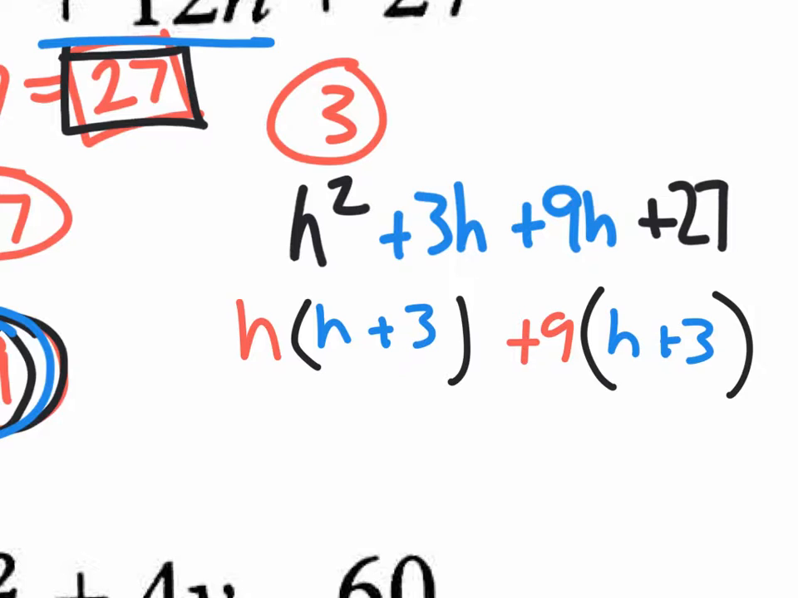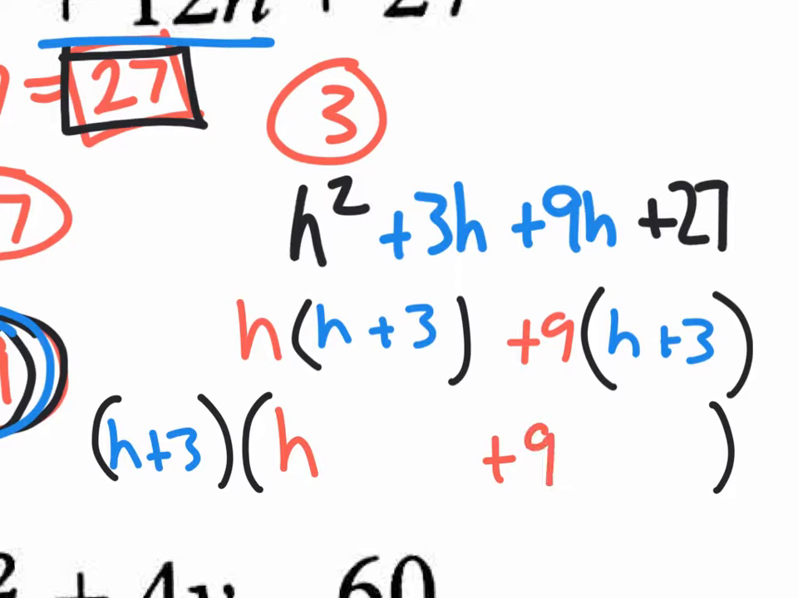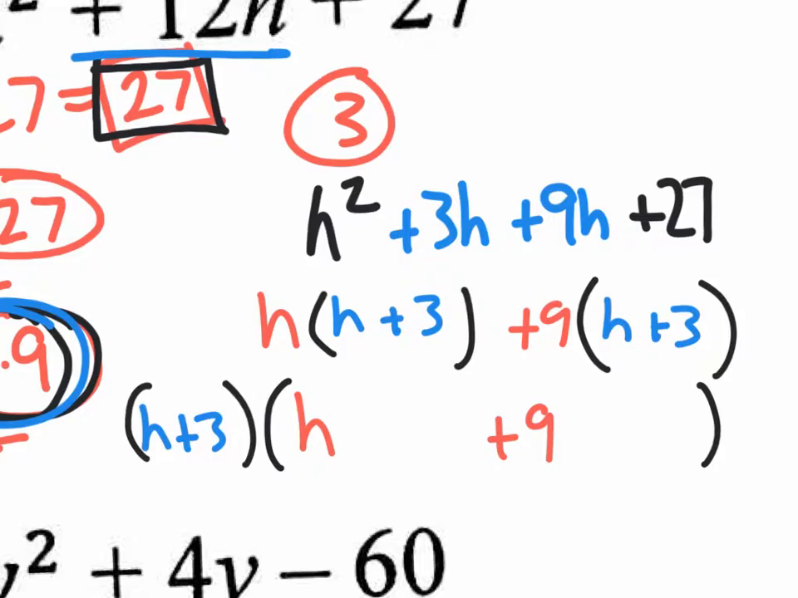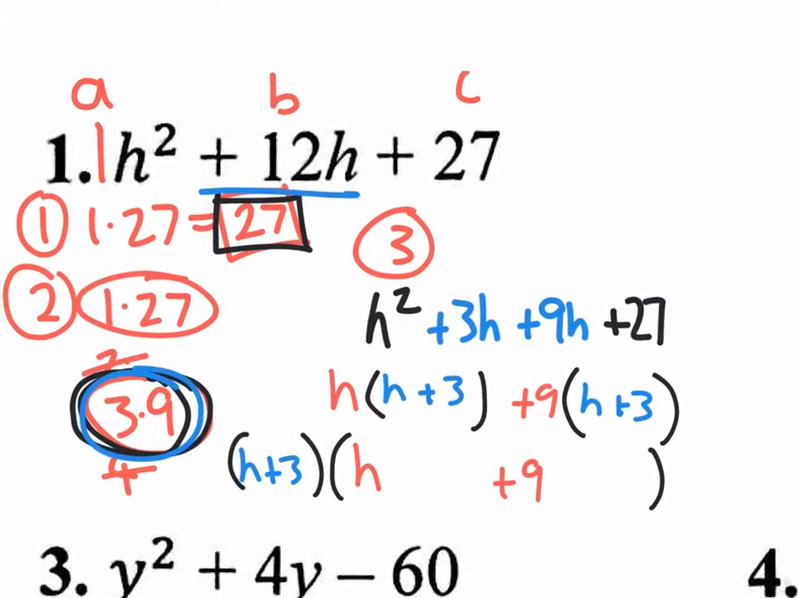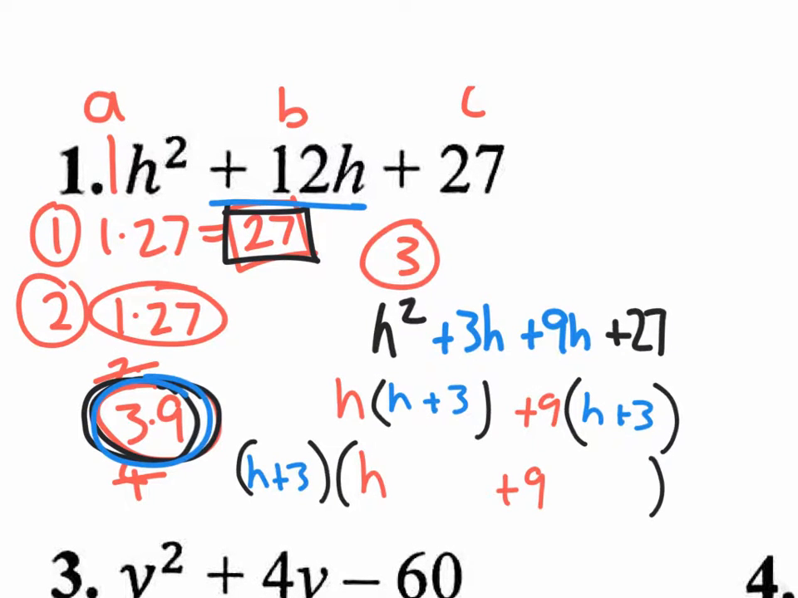So now we're going to pull out what's in common in both groups. Your H plus 3, we're going to pull it out here to the front. So let me put that H plus 3 out here. Let me stay color coordinated. H plus 3 in blue. And what are we going to have left on the inside? H plus 9. So ladies and gentlemen, we have factored. The final factored form of number 1 is H plus 3, H plus 9.